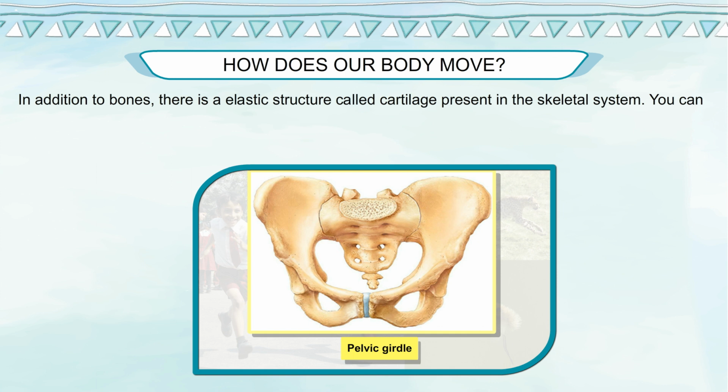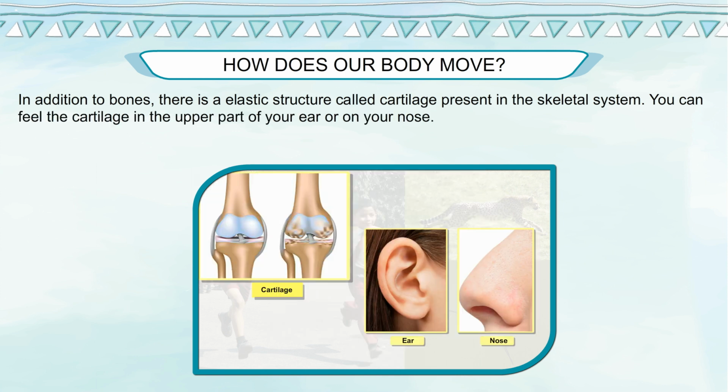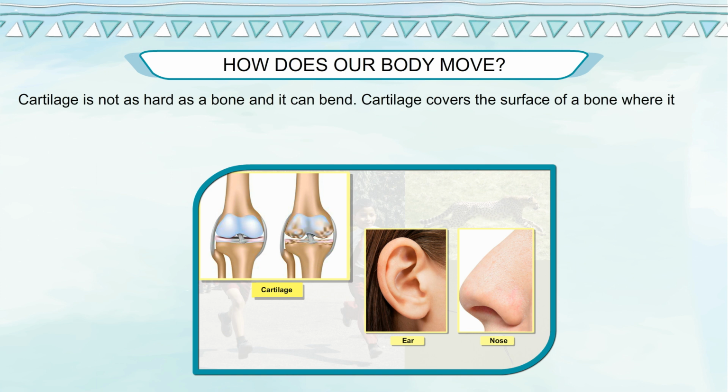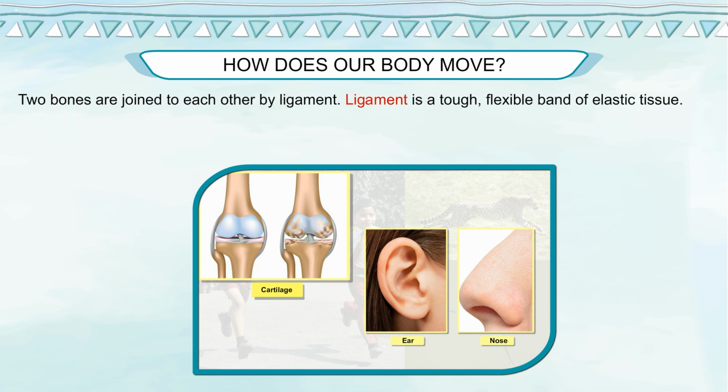In addition to bones, there is an elastic structure called cartilage present in the skeletal system. You can feel the cartilage in the upper part of your ear and on your nose. Cartilage is not as hard as a bone and it can bend. Cartilage covers the surface of a bone where it joins another bone. This helps in reducing friction between the surfaces when the bones move against each other.